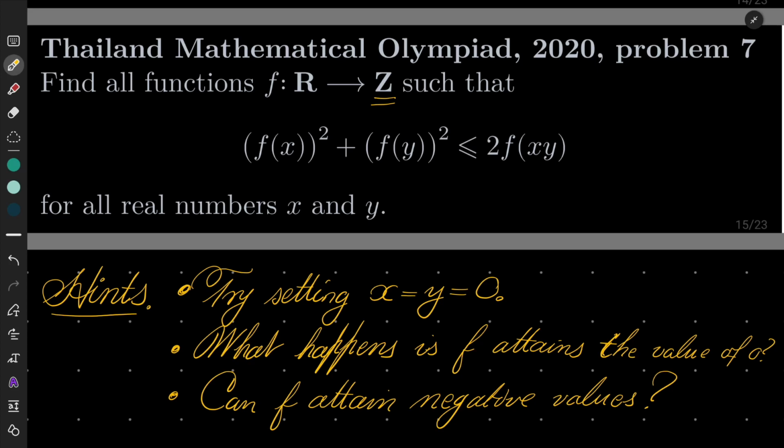So my hints for this problem: first, try setting some obvious values like x and y equals 0. Then it might be helpful to think about the following two possibilities. What happens if f attains the value of 0? And furthermore, think about, can f attain negative values for some arguments? So give this problem a try and I will see you in a minute.